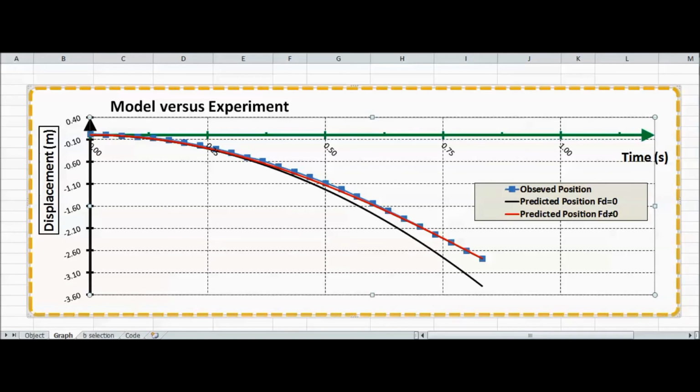Actually, the formula we used gives a close estimate of the real drag force, yet not perfect, and this is the reason for the slight difference between the observed and the predicted position.